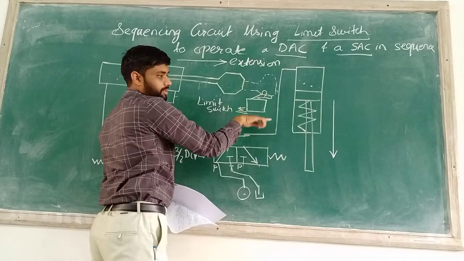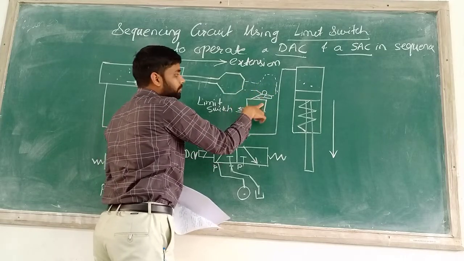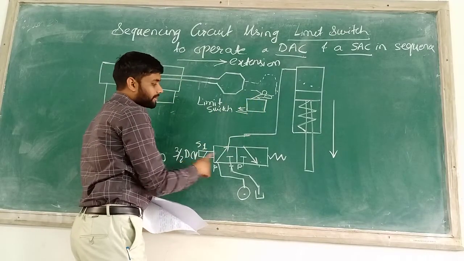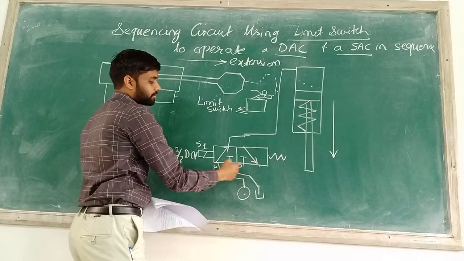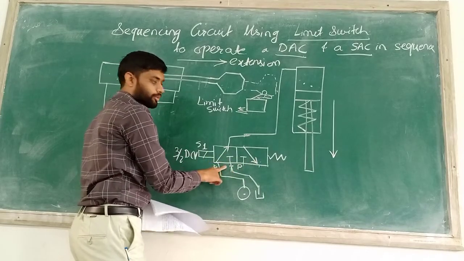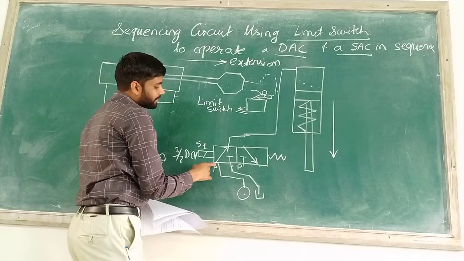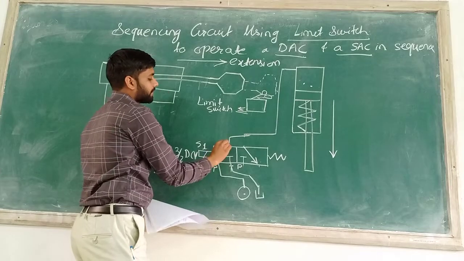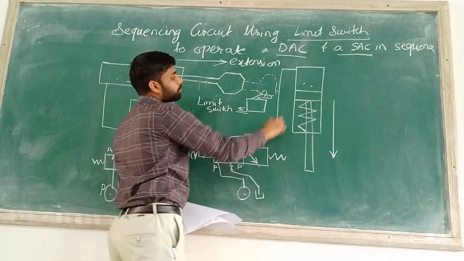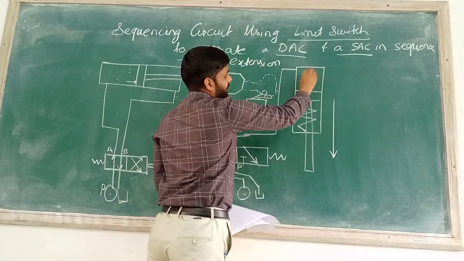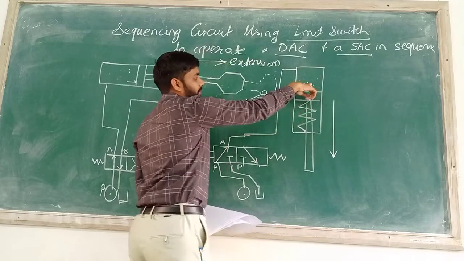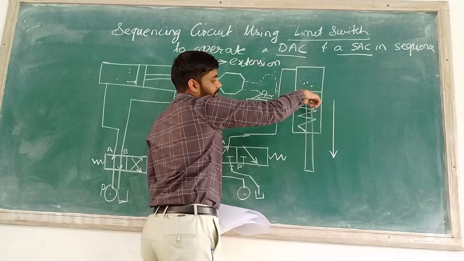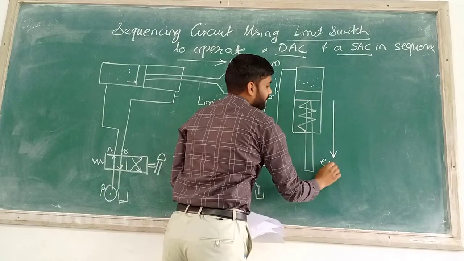The limit switch gets pushed here, and because of this pressing of the limit switch, the current starts flowing through the solenoid, and because of this the 3/2 direction control valve changes its position. As its position changes, the high pressure oil from port P to port A starts to move toward the cylinder, and when this high pressure oil reaches that portion, it starts to push this piston in the outside direction, and we get the extension here.